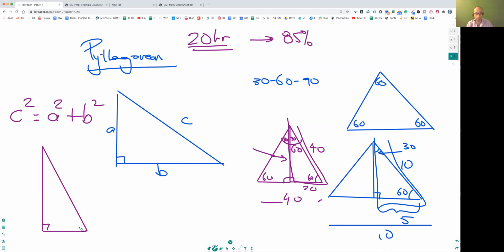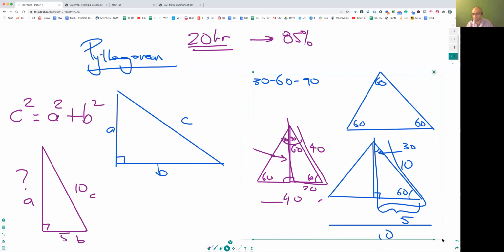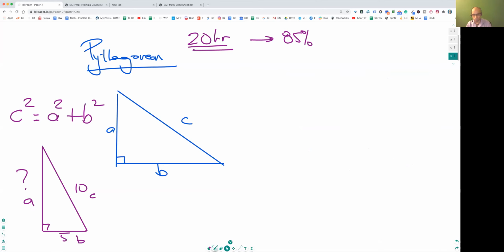So now, 30, 60, 90, let's say this is 10, and this is 5. So what is this? Is the question for you. Remember, this is C, this is B, and this is A. That's a question for some of you. And for those who are finding it hard, I'll give you another problem here. Those who are unable to find this, try a simpler problem here.